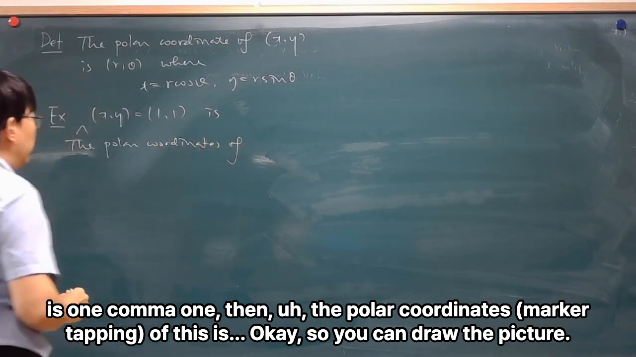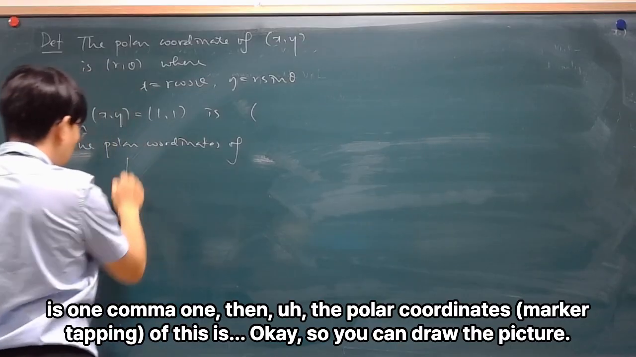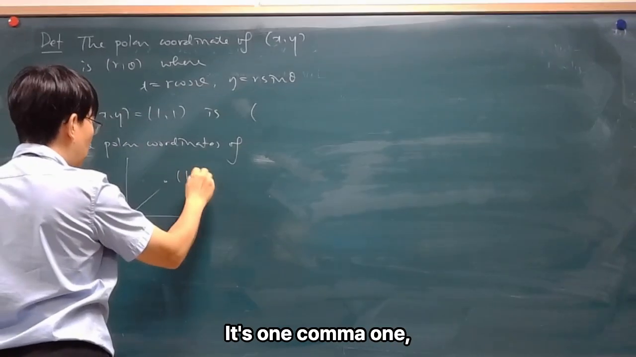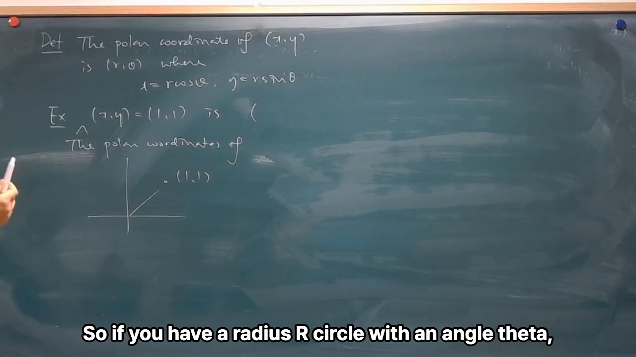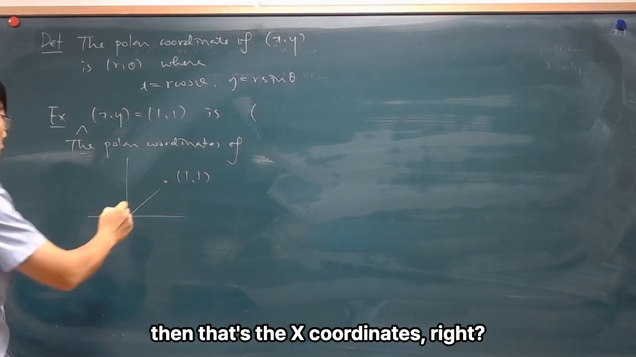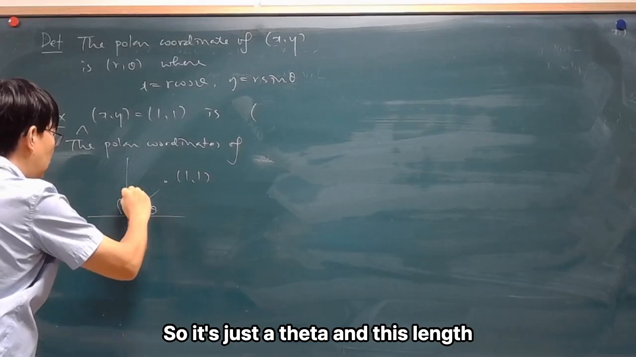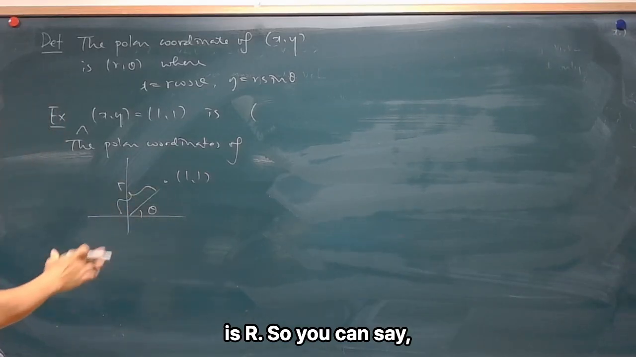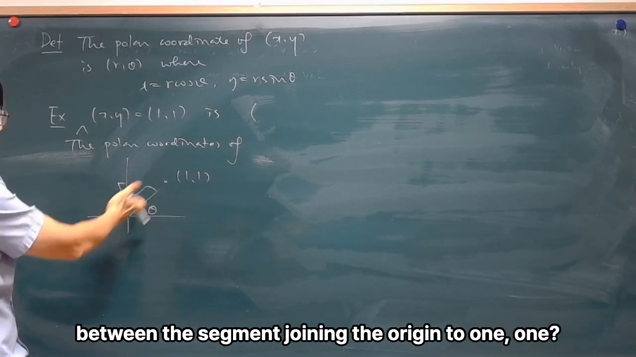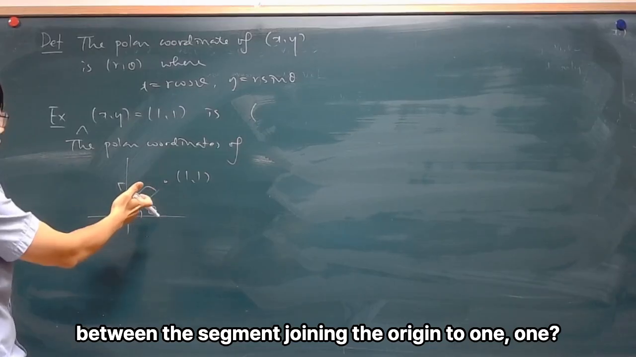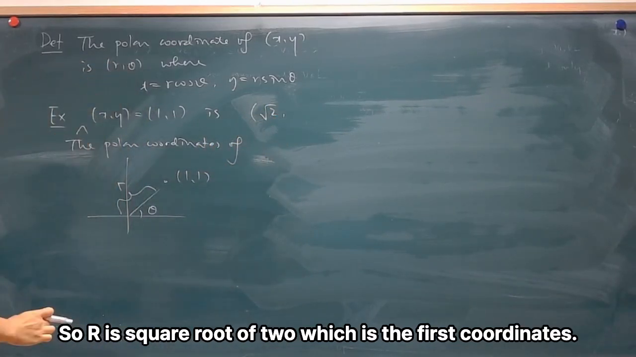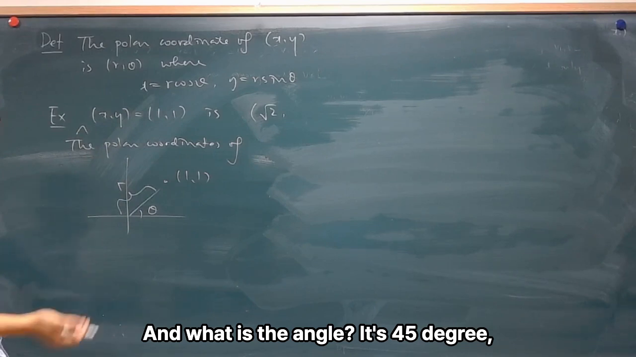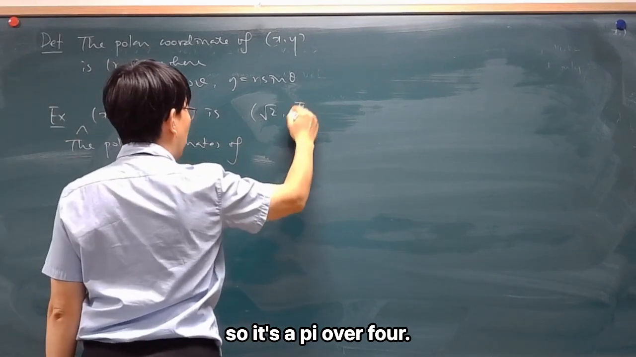okay, you can draw the picture. It's (1, 1). You can see that by looking at this formula: if you have a circle of radius r with the angle theta, then that's the x-coordinate. So this is theta and this length is r. What's the length of the segment joining the origin to (1, 1)? It's square root of 2. So r is square root of 2, which is the first coordinate. And what is the angle? It's 45 degrees, so it's pi over 4.